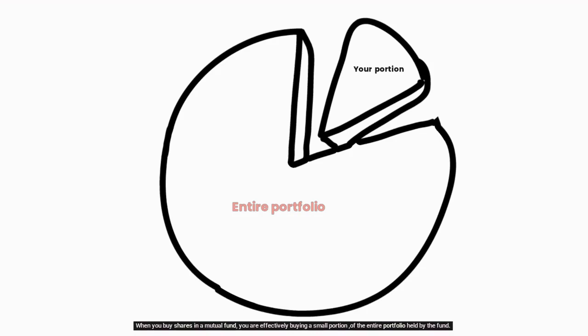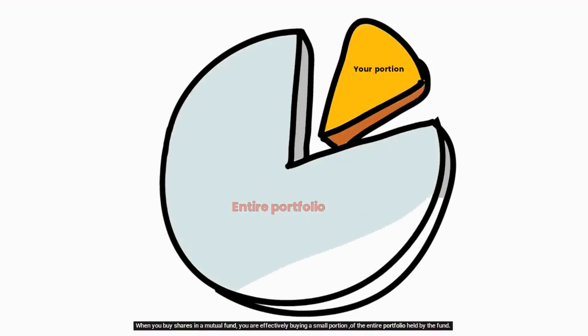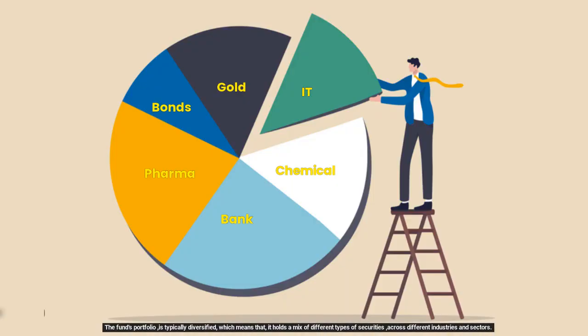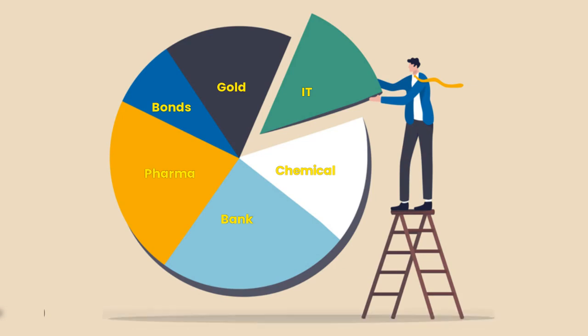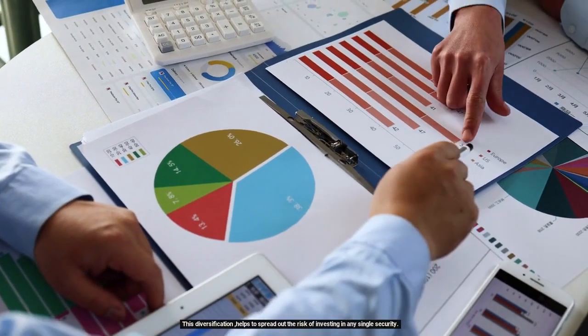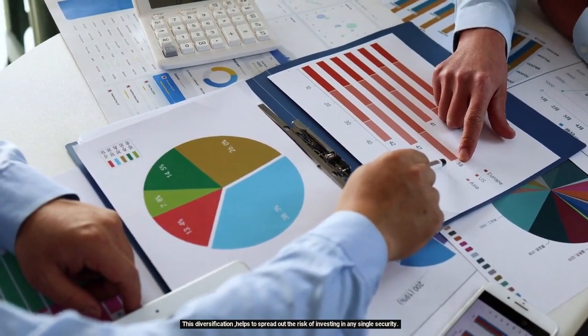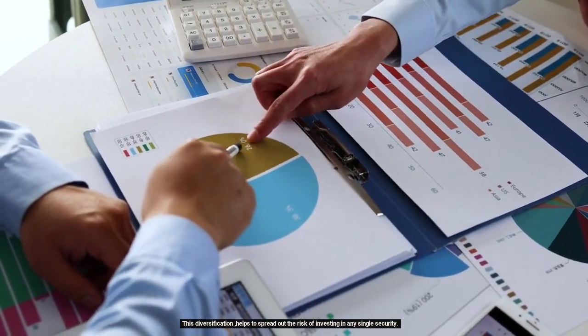When you buy shares in a mutual fund, you are effectively buying a small portion of the entire portfolio held by the fund. The fund's portfolio is typically diversified, which means that it holds a mix of different types of securities across different industries and sectors. This diversification helps to spread out the risk of investing in any single security.